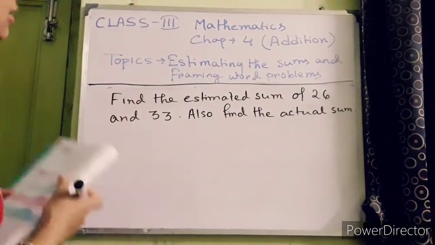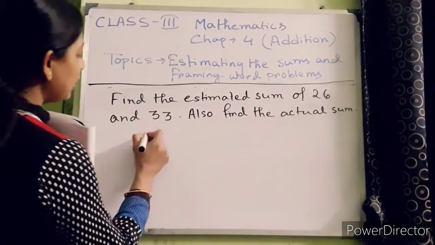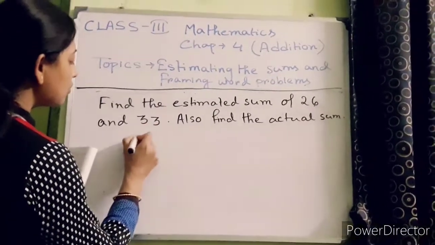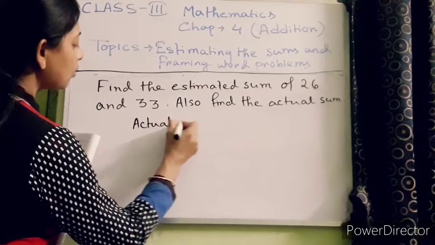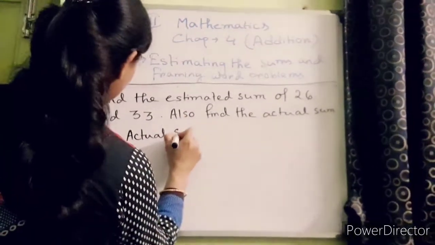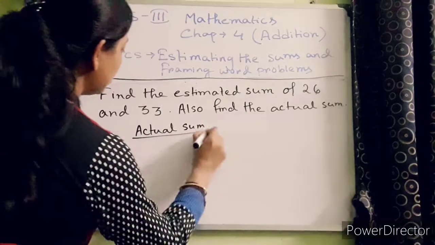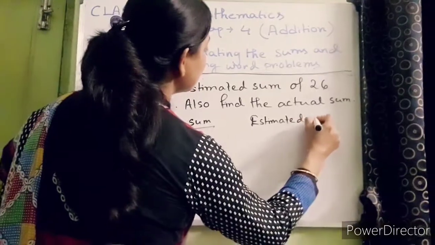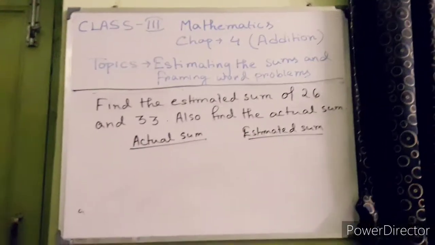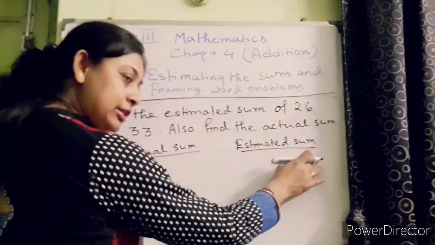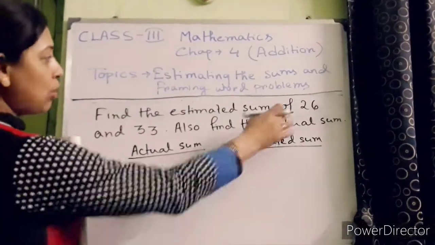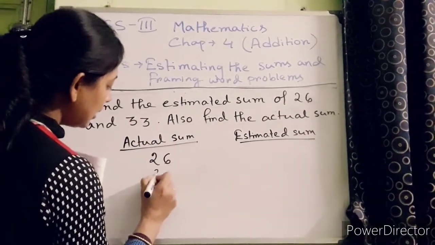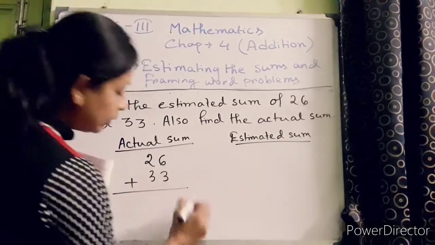For solving this sum, first you write down the actual sum and estimated sum. For doing this type of job, first you write actual sum and estimated sum. Okay, what will be the actual sum of these two numbers? Here two numbers 26 and 33. First you write down these two numbers, 26, 33, and you find out the sum.